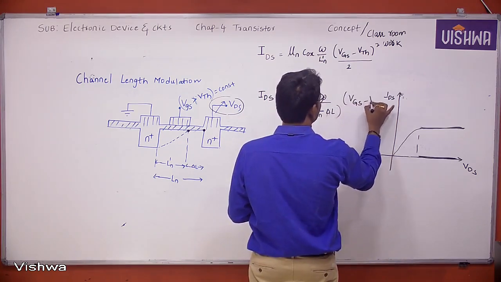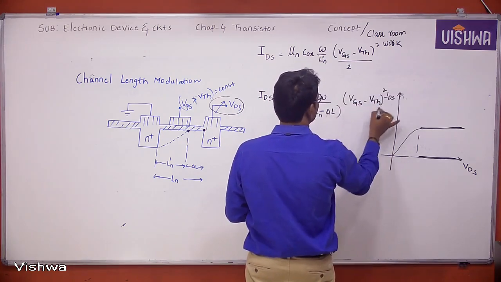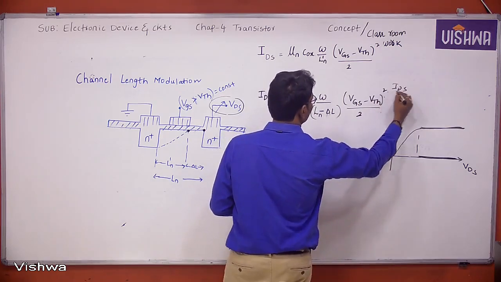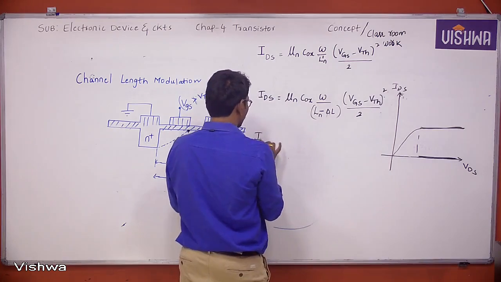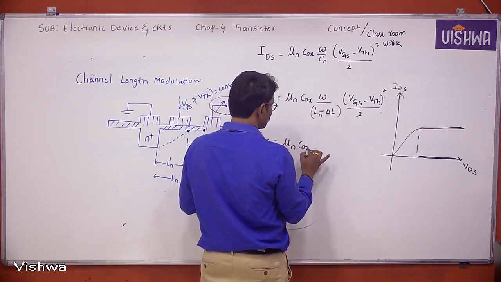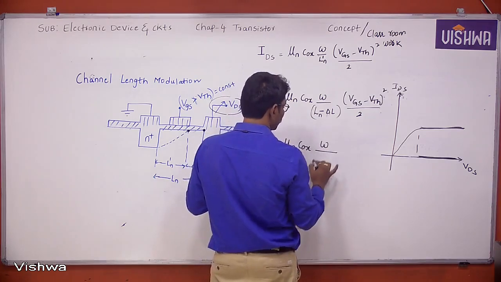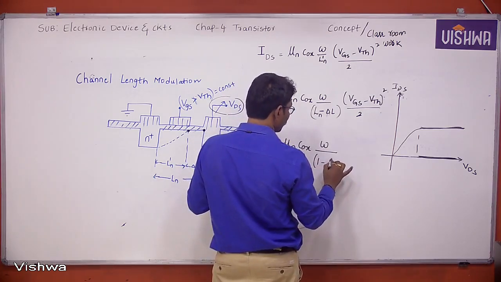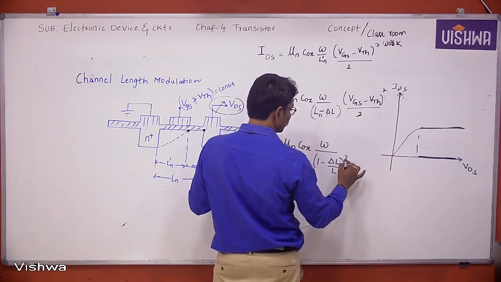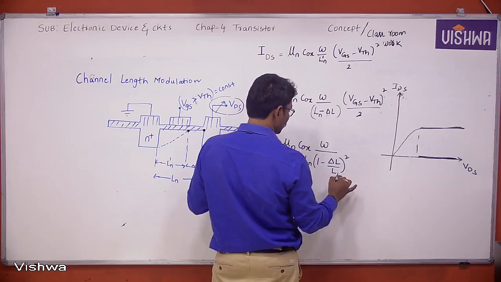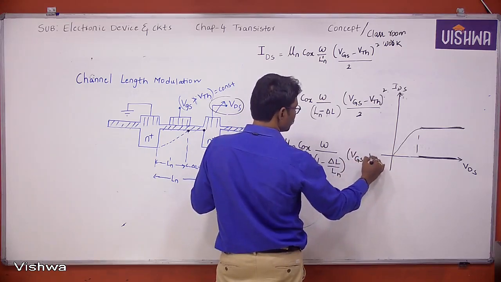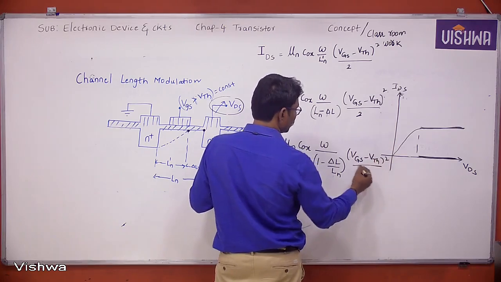(VGS minus VTH) whole square by 2. Now what is IDS here? IDS is nothing but mu n COX W by Ln, here 1 minus delta L by L whole square, sorry here, into (VGS minus VTH) whole square by 2.